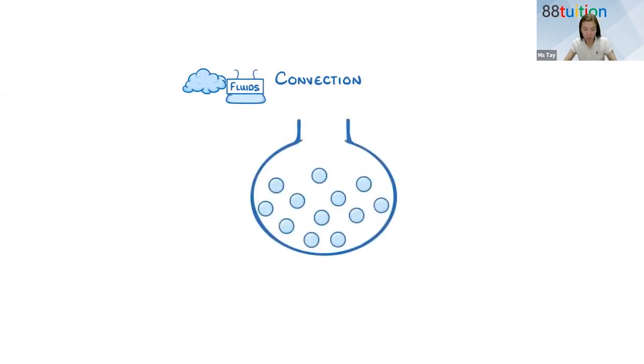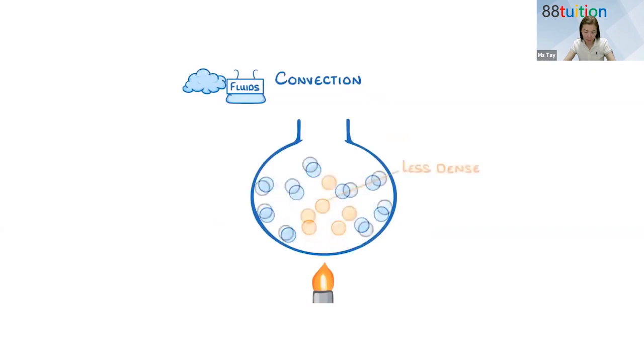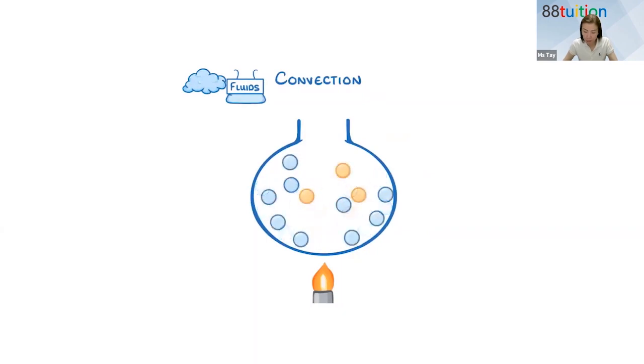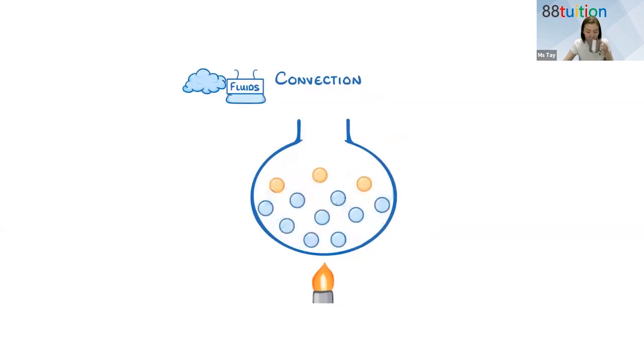To understand how this works in real life, let's imagine that we had a container of fluid. So that could be either liquid or gas. As we heat the container, the following things would happen. First, the particles near the heat source would gain kinetic energy and spread out, becoming less dense. Because they're less dense, these particles rise above the colder, denser particles above them. And at the same time, these cooler particles sink down and take their place.